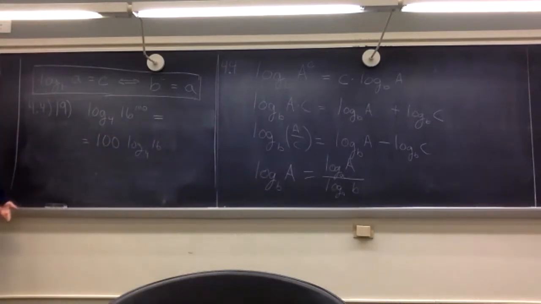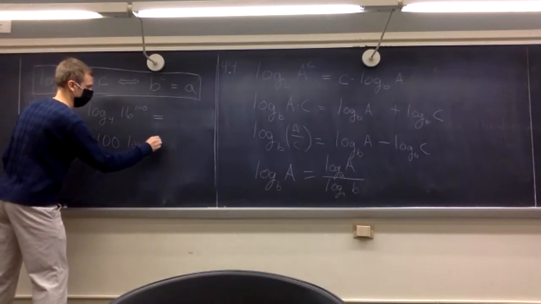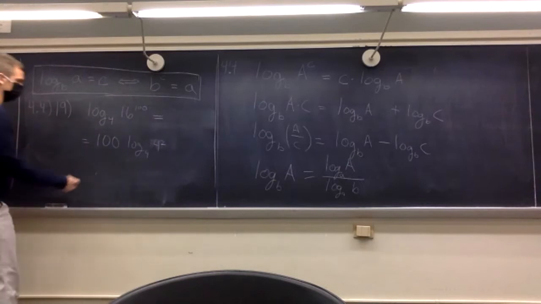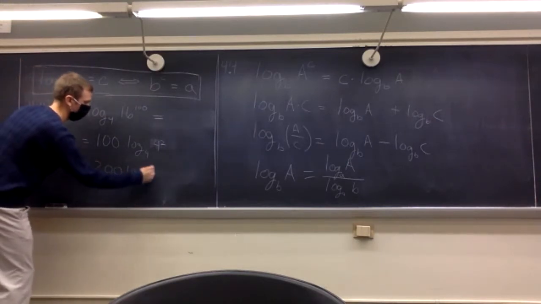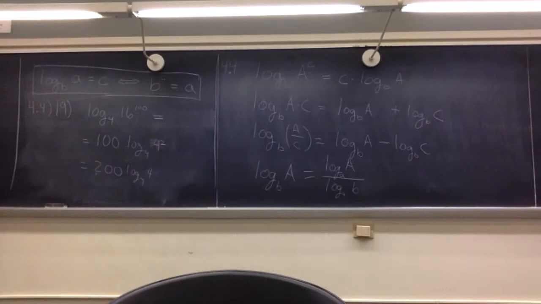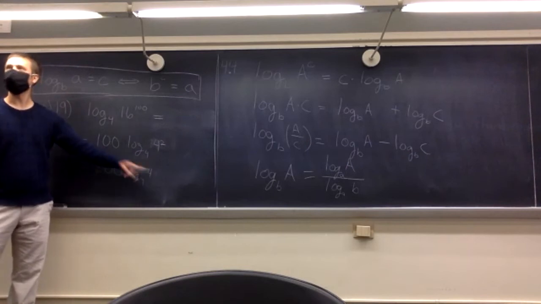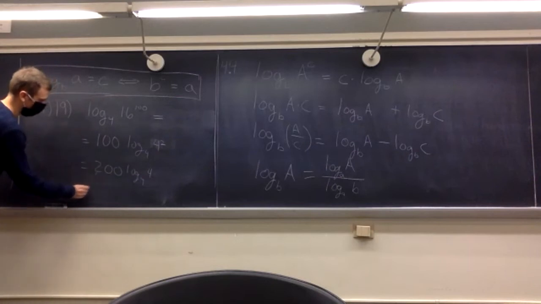And if you want to be really obscene about this, don't write it like this. Write it like that. 16 is 4 squared. We can take that power out front too. 200 log base 4 of 4. And now the question is very basic. 4 to what power is 4? This is 1. The answer is, of course, 200.